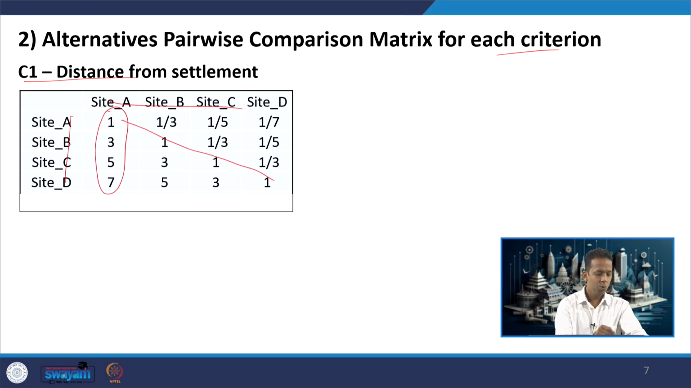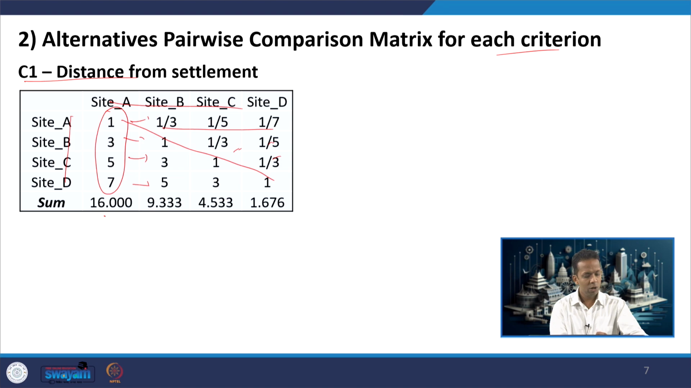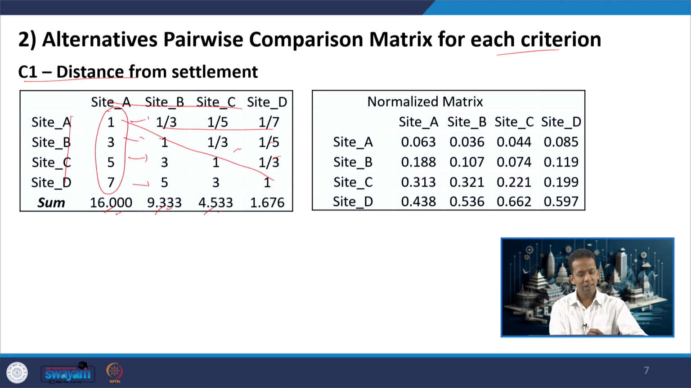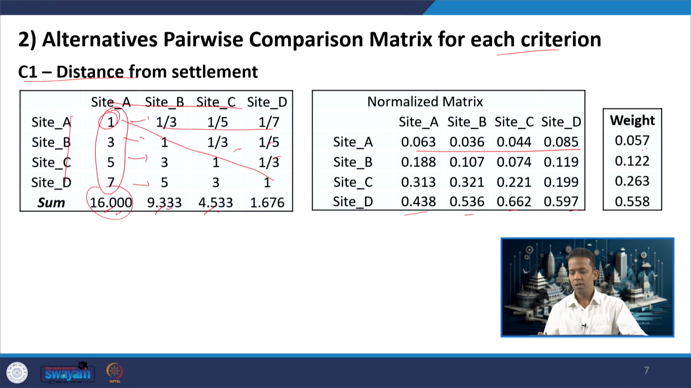This is the data given to us in the numerical. You fill these values by shifting using the AHP scale, and then correspondingly fill the rest of the values by reciprocals. The procedure is similar. Take the sum of each column, then normalize by dividing each entry in the column by the column sum. You will get the normalized matrix, and you take the average of these 4 to get the final weights of the 4 alternatives under the criteria C1.